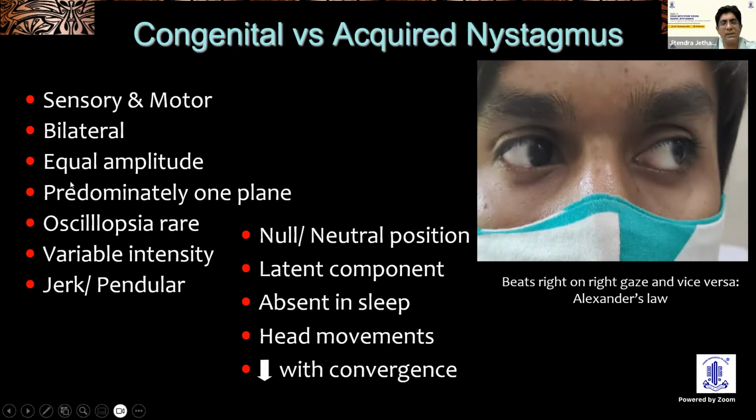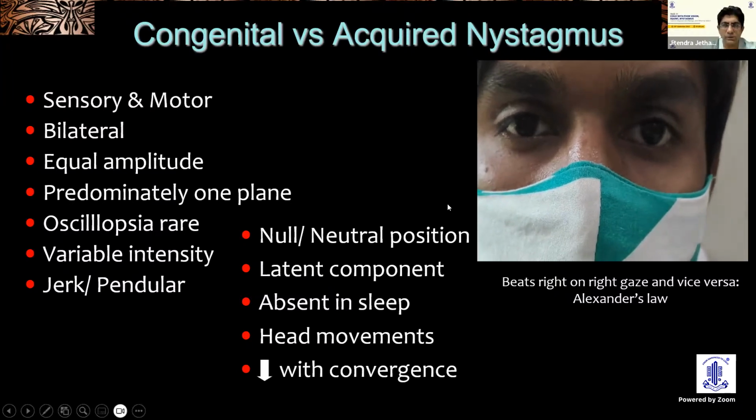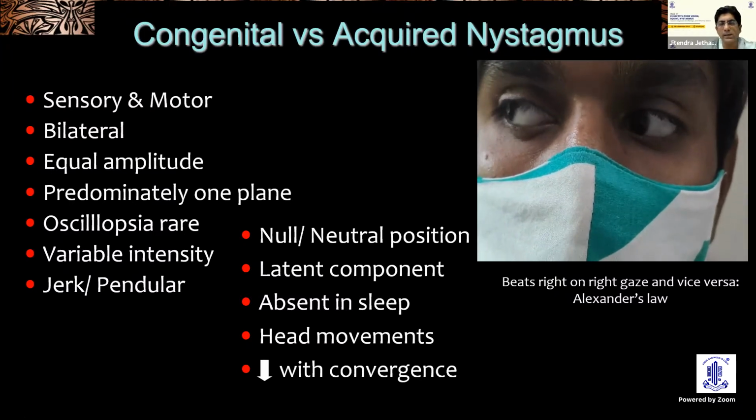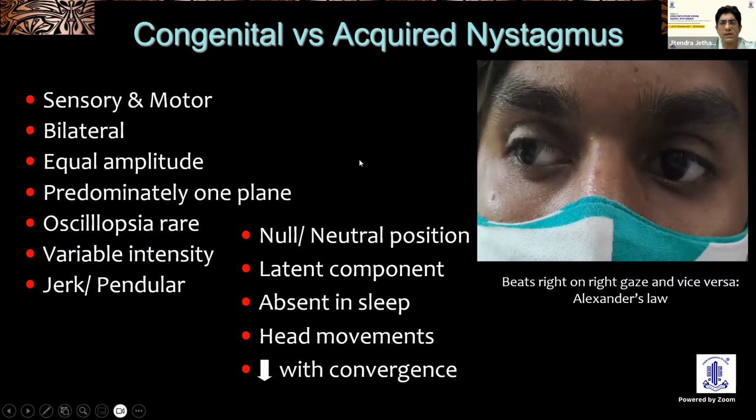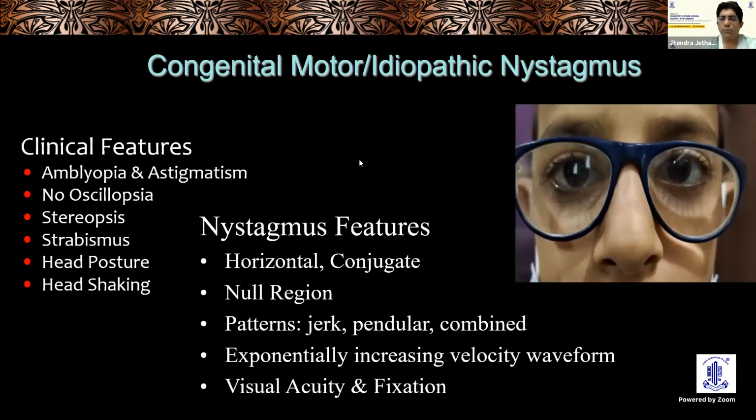Congenital nystagmus would be more commonly bilateral, more commonly of equal amplitude, predominantly in a single plane, jerky or pendular. There will be a null zone or a neutral zone. There could be a latent component. It would be absent in sleep. There could be associated head movements. Oscillopsia will be rare, and it dampens with convergence. When you tell the patient to look on the right side, it would start beating on the right. When you tell the patient to look on the left, it will start beating on the left. So all these things are important.